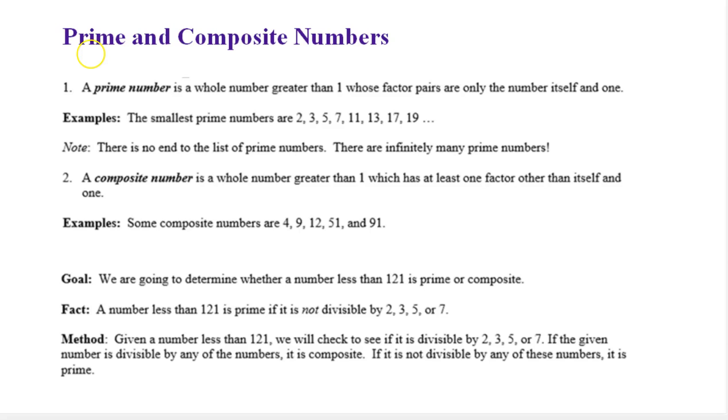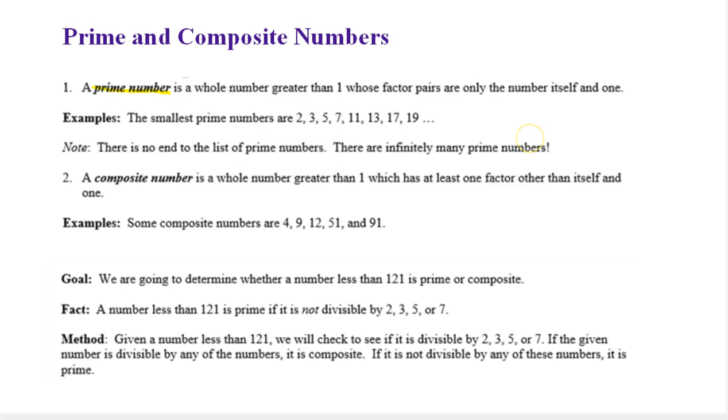In this video, we're going to learn about prime and composite numbers. A prime number is a whole number greater than 1 whose factor pairs are only the number itself and 1. So some examples: the smallest prime numbers are 2, 3, 5, 7, 11, 13, 17, 19. There is no end to this list of prime numbers.